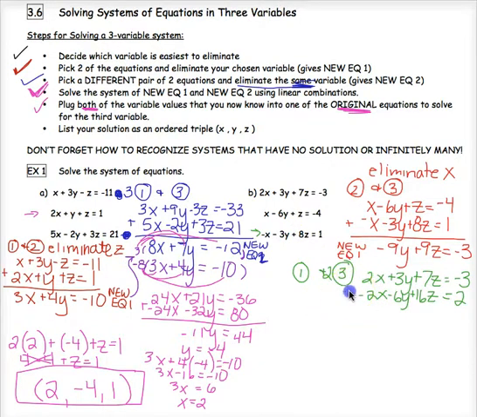Okay, so add straight down. That will eliminate my x's again. My y's, 3 plus negative 6 is negative 3, so negative 3y. 7z plus 16z gives me 23z.